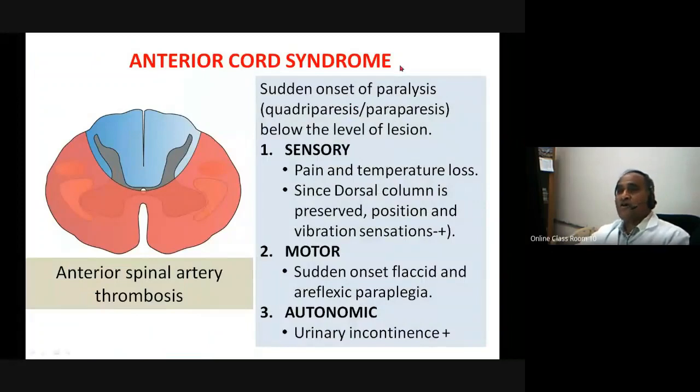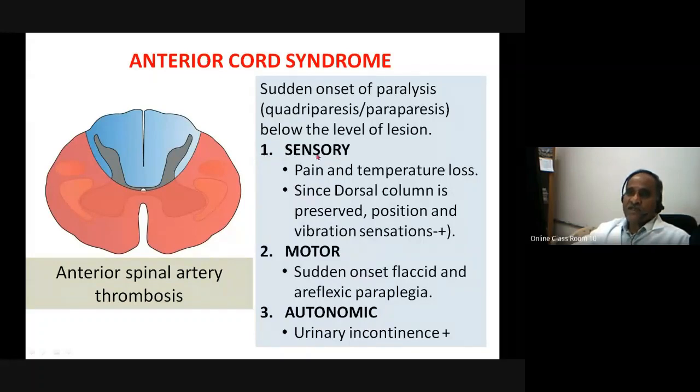Now, anterior cord syndrome. This is the anterior cord, the red area here. You just see that this whole part is supplied by the anterior spinal artery, and usually thrombosis in the anterior spinal artery produces the lesion here. So then what happens? If it happens in the cervical area, it produces a quadriparesis. If it happens in the thoracic area or below, it produces a paraparesis. And this happens below the level of the lesion.